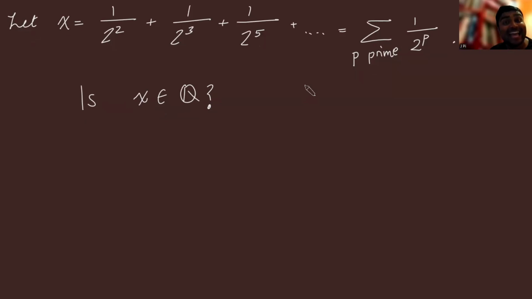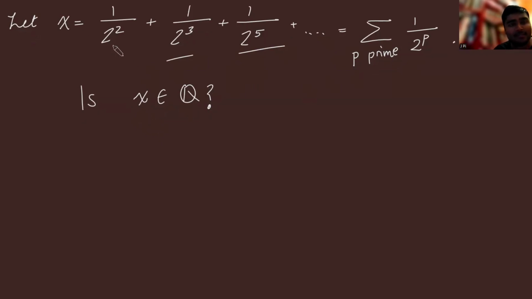Suppose we have this number x and it's 1 over 2 squared plus 1 over 2 cubed plus 1 over 2 to the 5 and so on. So it's 1 over 2 to the power of a prime number, and we're adding that up over all the primes. Is this number x rational? That's the question we're going to be answering today.